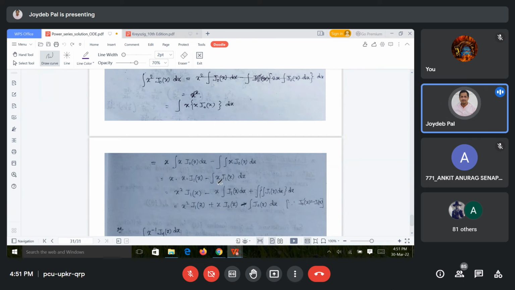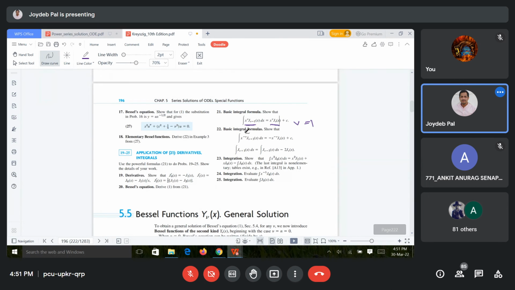Now x into j1, do we have a formula for it, for any particular value of nu? Can you get the integration of x into j1? You think, x into something: if you take nu 1, then x into j naught, x square into j1, they are right. If you take nu is equal to 2, it will be x square into j1, but we don't have x into j1, right?